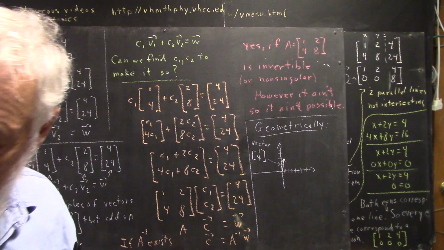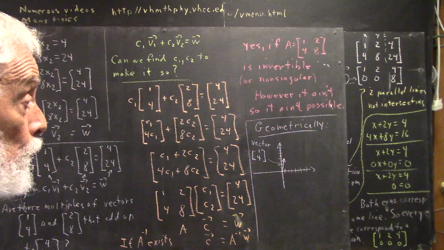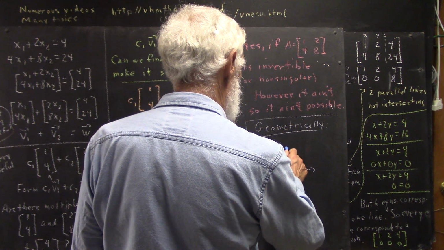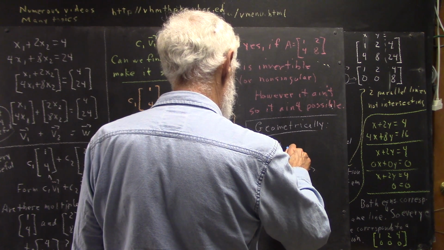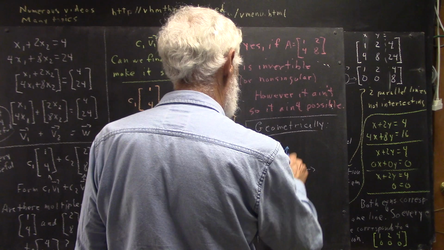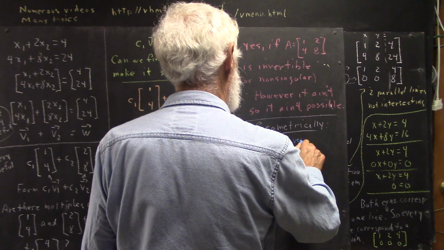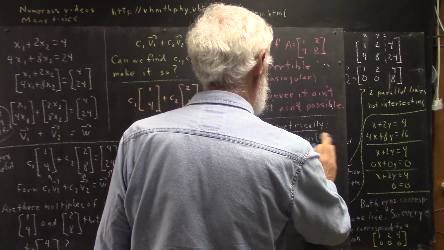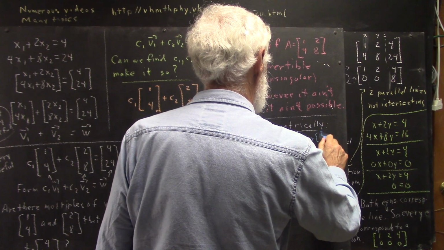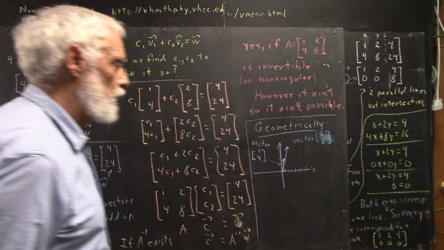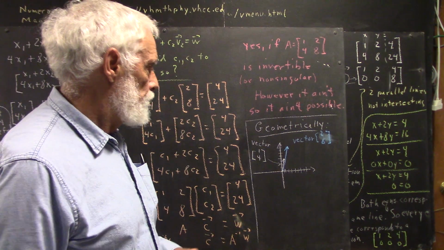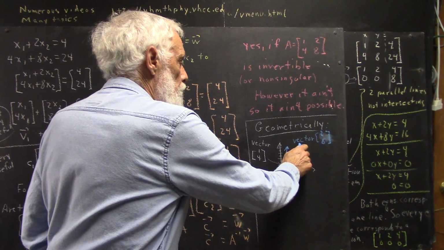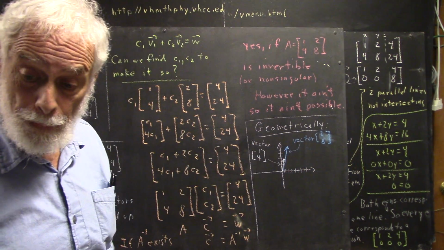Okay. And then we also want to represent the vector 2, 8. So we come over 2 units and we come up 8 units. We've got a point here and we come back to the origin. Oh, I want to write it as a column vector. Okay? So we have the vector 1, 4 here, and the vector 2, 8 here.